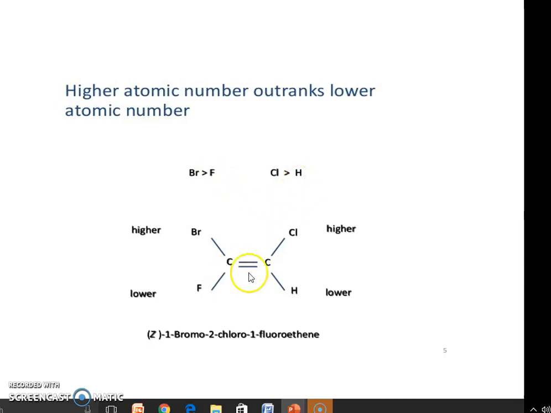So this is the isomer, which we call a geometric isomer. We can see it is bonded with four different groups: bromine, chlorine, fluorine and hydrogen. These are of higher priority, and these are of lower priority. Among that, you can see bromine is highest, then chlorine. When comparing chlorine and fluorine, chlorine is higher. When comparing fluorine and hydrogen, fluorine is higher. So like this, we can assign the priorities.